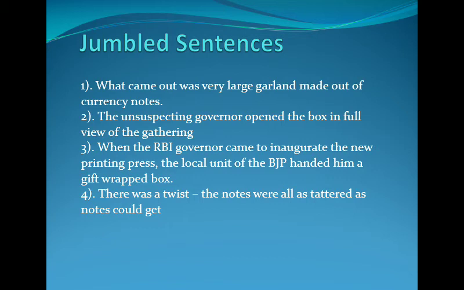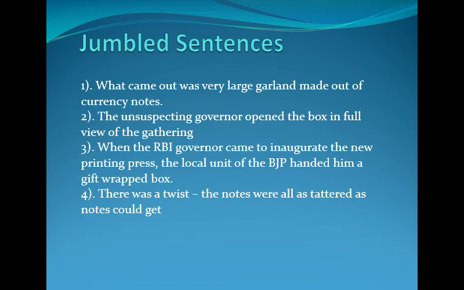He obviously opened the box, right? So can we go with point number 2? The unsuspecting governor opened the box in full view of the gathering. So he got the box in statement number 3. Then he opened the box. Then what happens? There must have been something inside the box. So what came out? We go to statement number 1. What came out was a very large garland made out of currency notes.